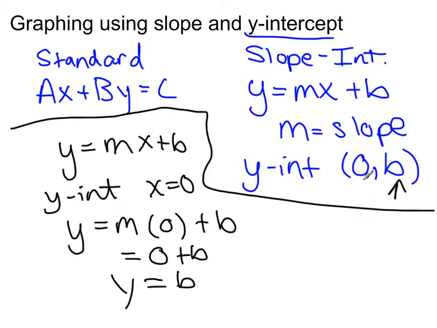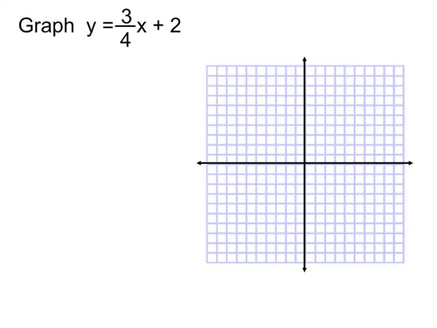Now, the beauty of slope-intercept form is that there's not a lot of work we have to do. Standard form makes us find the x-intercept and the y-intercept, which granted isn't that difficult for us to do, but it does require us to do a little bit of math, which leaves room for error. So let's go ahead and see where we're asked to graph something in slope-intercept form.